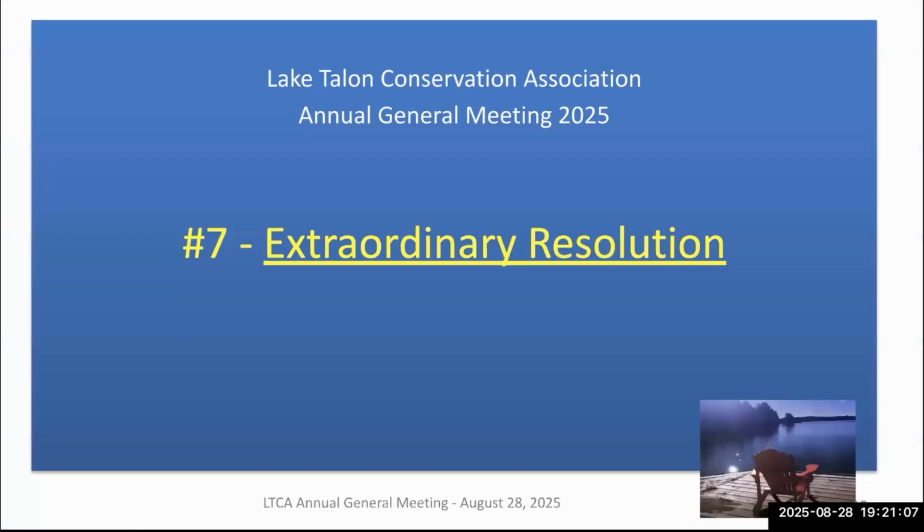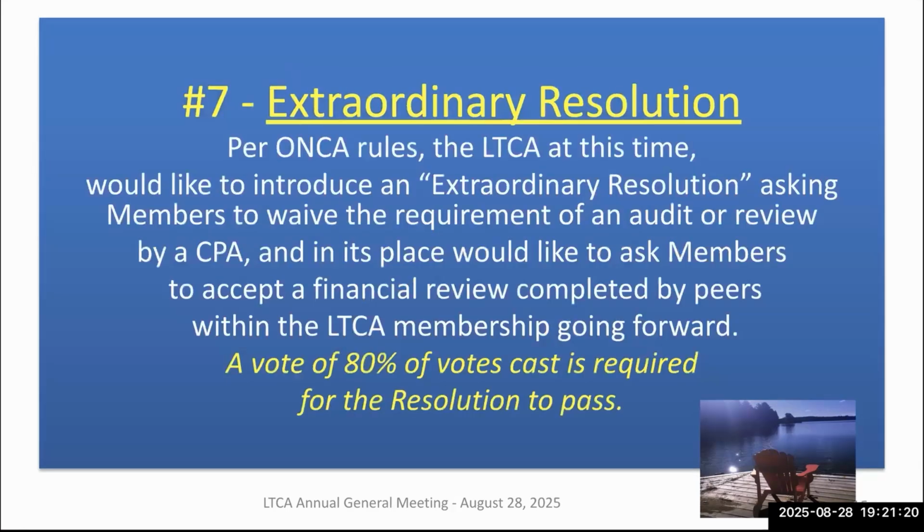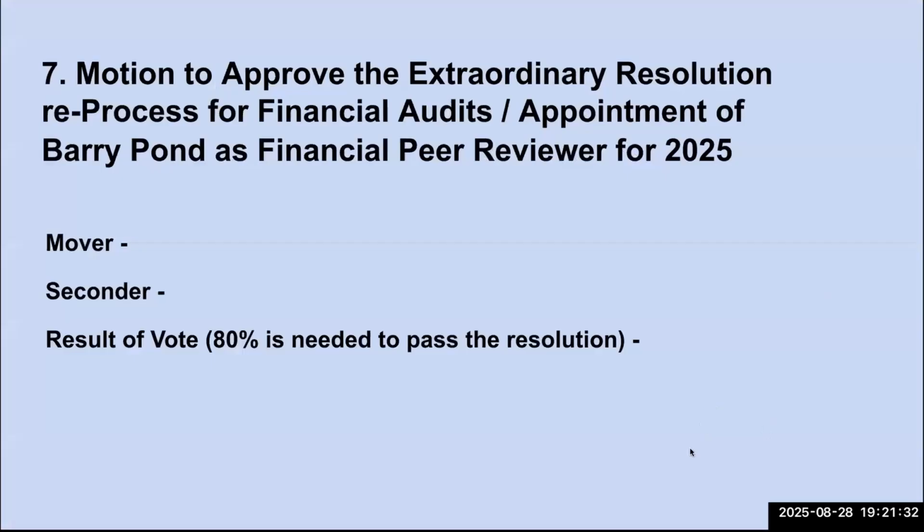We move on to the extraordinary resolution. And this again, as I say, is to appoint Barry Pond as a peer reviewer for the 2025 financials, with the provision that if we do secure a CPA, we will utilize that volunteer. So we can put that motion, if we could have a mover, please. I'll move it, Mary Mars. Thank you, Mary. I'll second. Yolanda Cameron. Okay, and for this one, we do need to have 80% to pass the resolution.